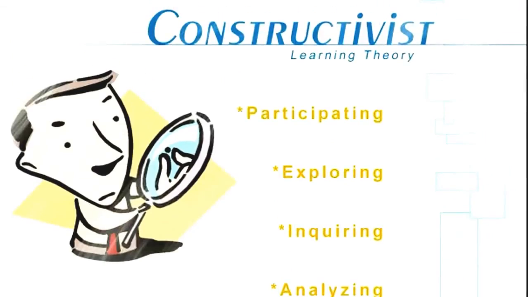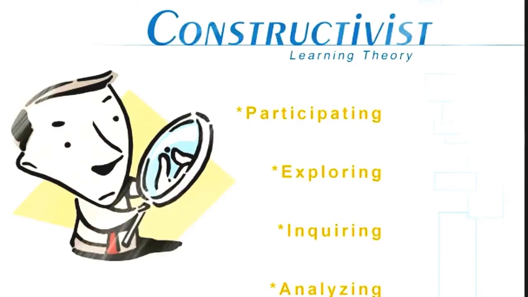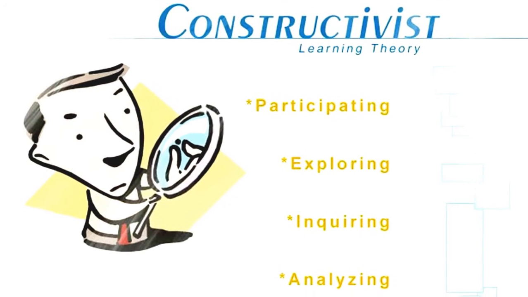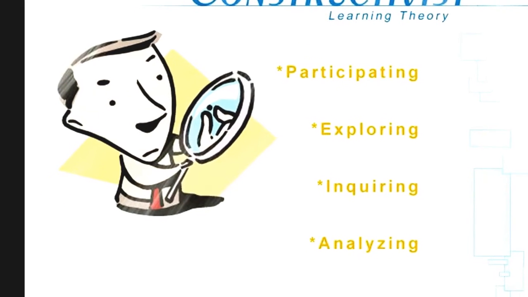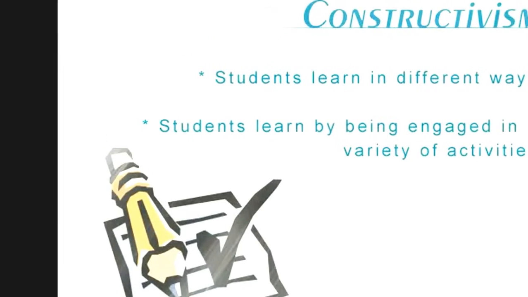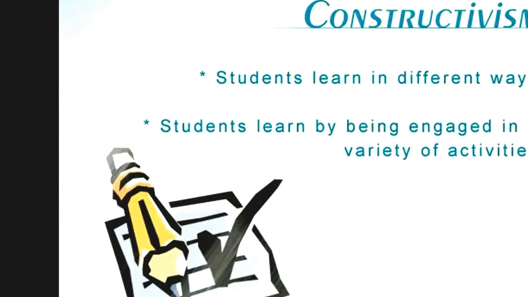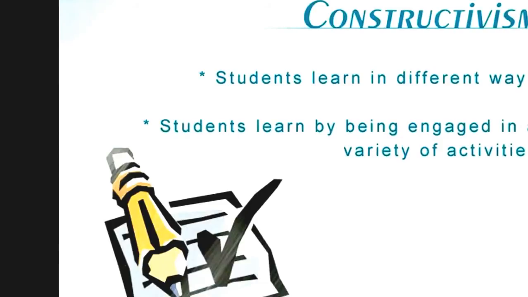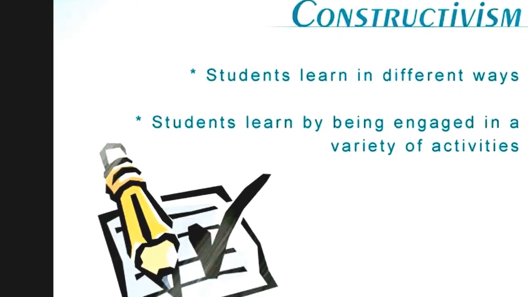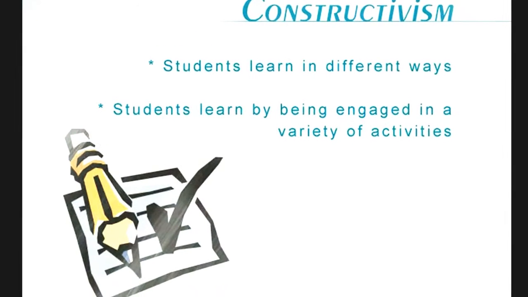Furthermore, constructivists believe that students learn and understand concepts by actively participating, exploring, inquiring, and analyzing problems. It's easy to see that constructivism ties in nicely with active learning and, more specifically, discovery-based learning. Constructivism is based on two major points. Students learn in different ways depending upon their experiences, and they learn by being engaged in a variety of activities. So how does technology fit in with both of these points?